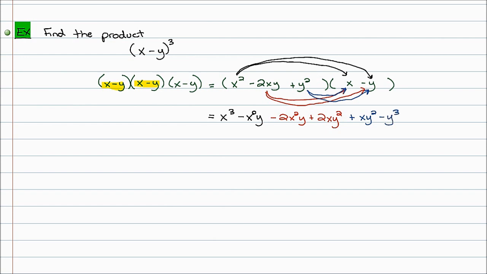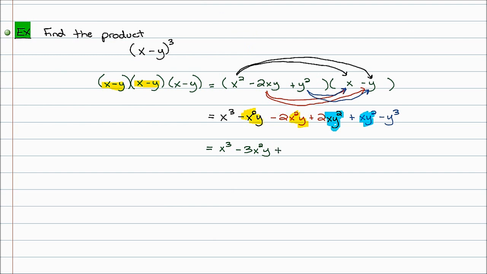And our goal here is to combine like terms, so let's go ahead and do that. I don't have any other x cubes other than the first one. And as far as x squared y's, I have a negative 1 of them here, and I have a negative 2 of them there. So altogether I have a negative 3 of those x squared y's. And now as far as the xy squareds, well, I have two of them here, and I have another one of them here, so altogether I have three of them.